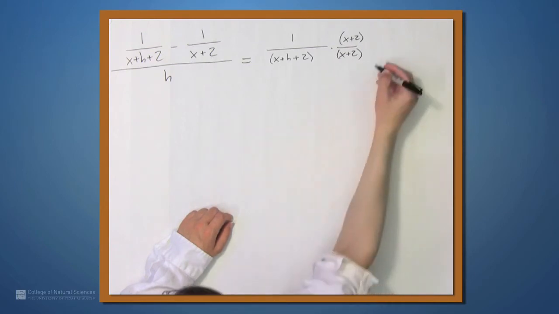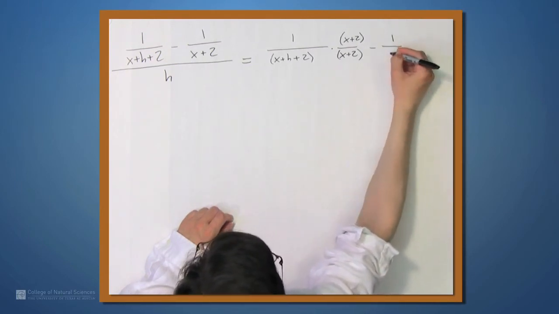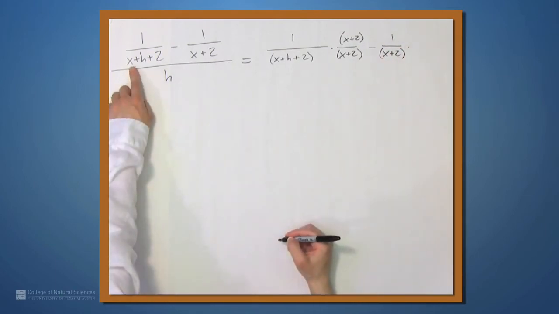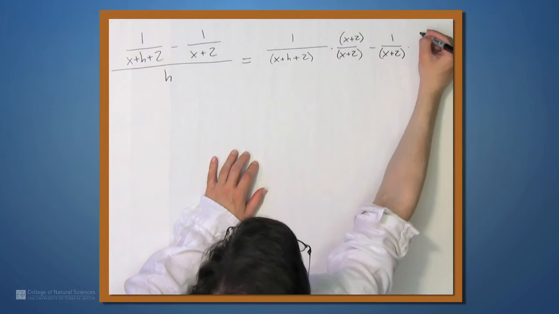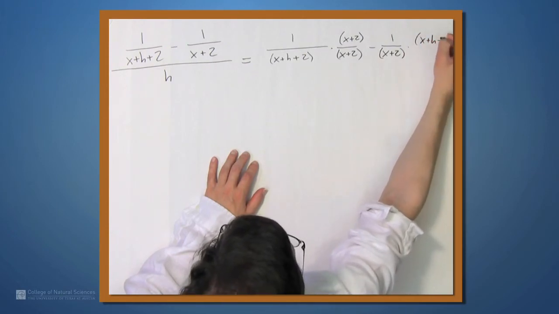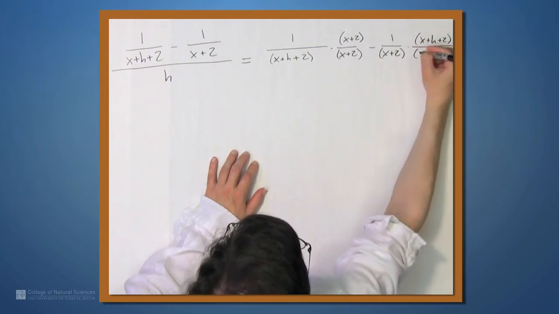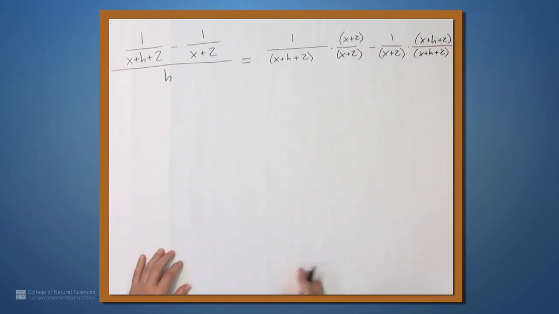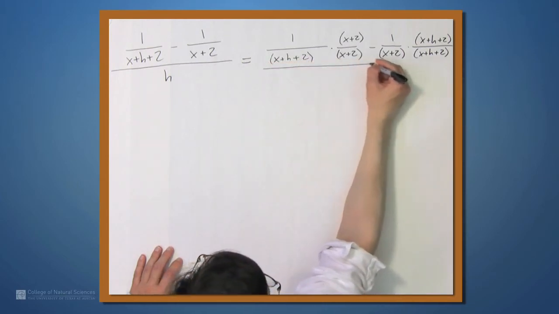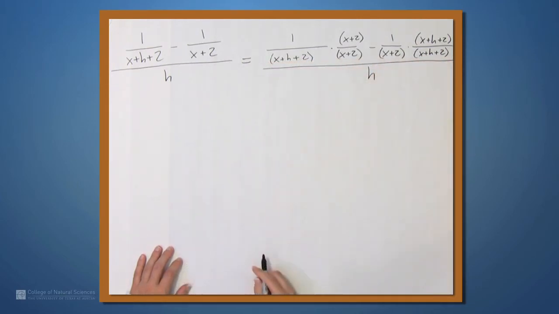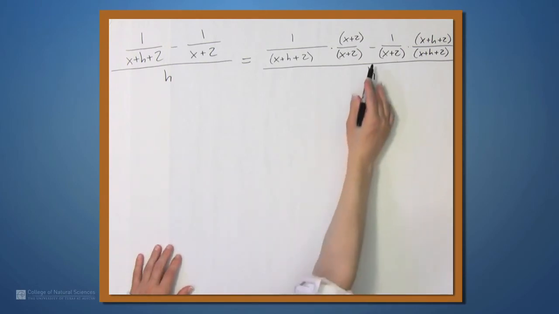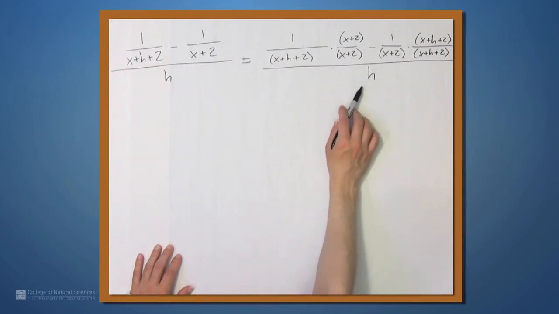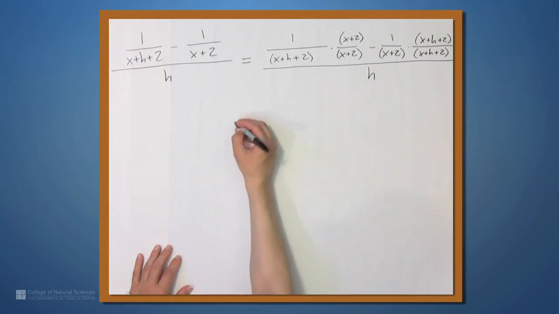Now the second term, we want to multiply by the other denominator. So we get 1 over x plus 2 times x plus h plus 2 over itself. So times x plus h plus 2 over x plus h plus 2. And once again, it's this whole thing over h. Let's note now that dividing by h is the same as multiplying by 1 over h. We're going to use that in the next step to make it a little bit clearer.